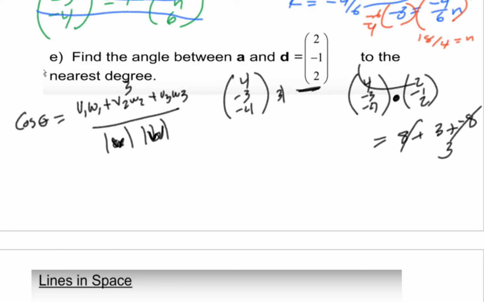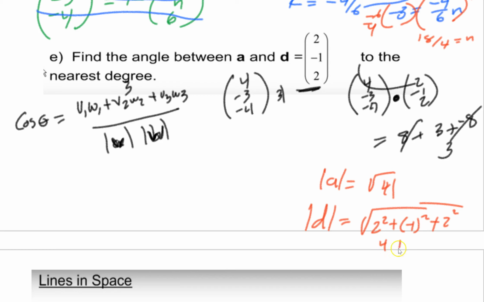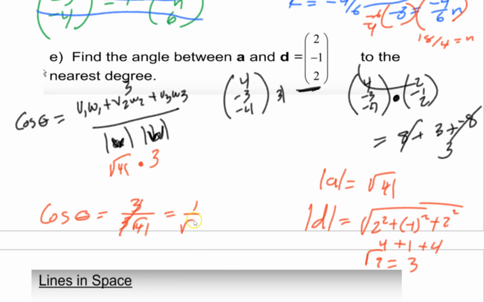Now let's do the magnitudes of my two things, right? I need the magnitude of A, which I believe we did earlier, radical 41. So don't need to do work twice, yay. And then we're going to do the magnitude of D, which is just, right, take each thing, square it, add it together, square root it. 4 plus 1 plus 4, that is 9. Square root of 9 is 3. So one of these is radical 41, and one of these is 3. So I get cosine theta equals 3 over 3 radical 41. I could reduce that, and I get 1 over radical 41.